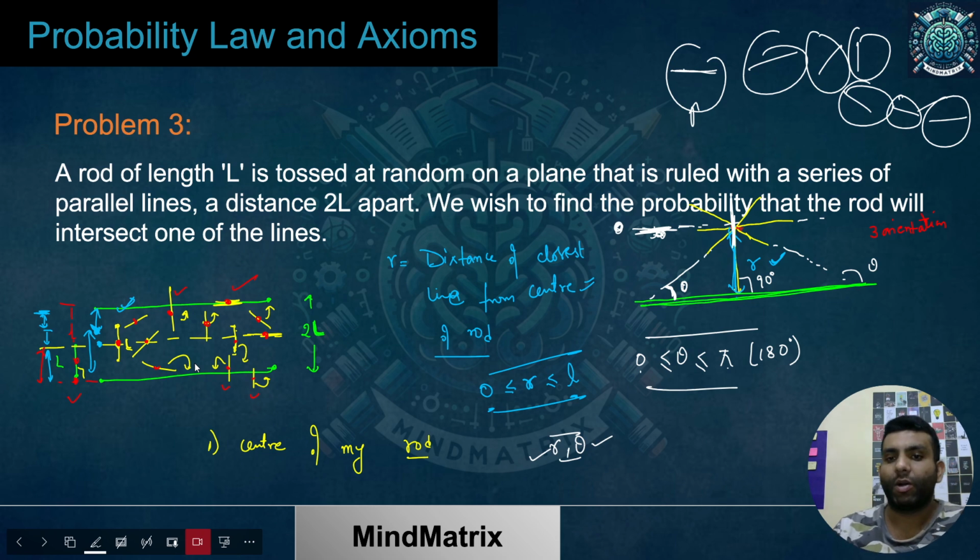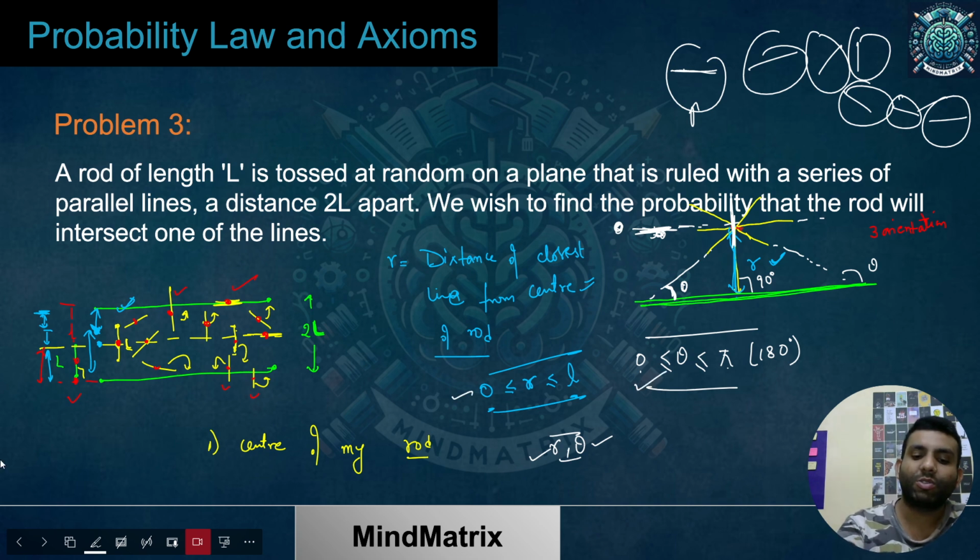So if I talk about being closest to one line only, what is the total number of ways it can be positioned in an orientation? What are the total number of ways? That is given by this condition and this condition.